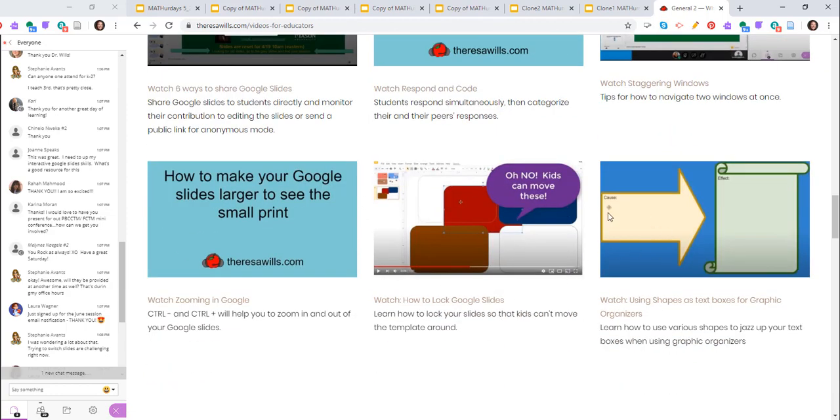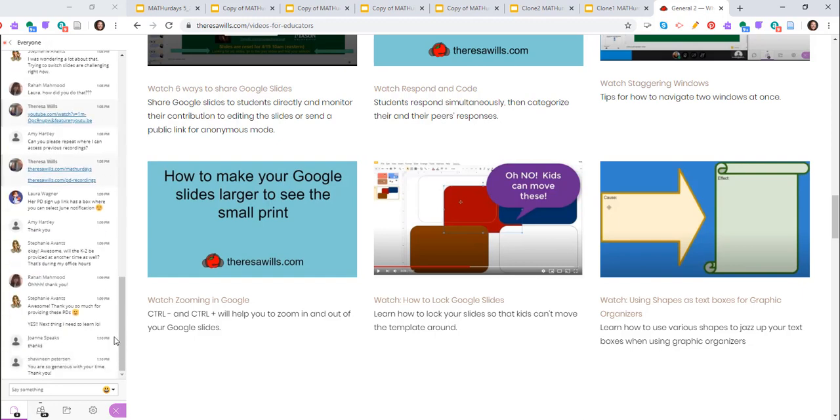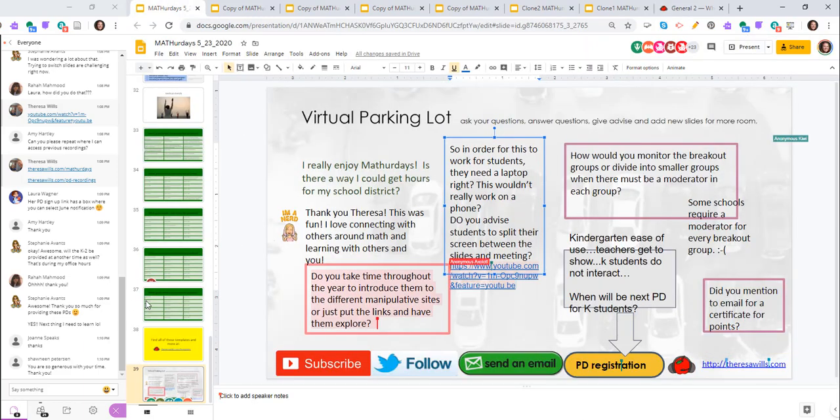If you find that students are moving things around on your Google Slides, there's a way that you can lock them. And there's a way that students can type right in these graphic organizers. So you can check out those videos, and hopefully that'll help out. I think I've gotten to everything. If you all have other questions, go ahead and type them in now.